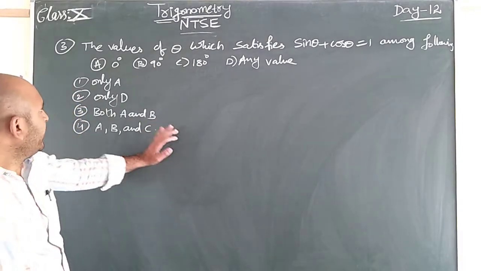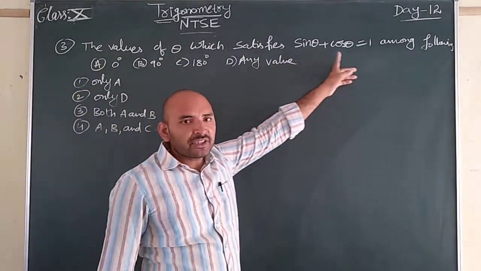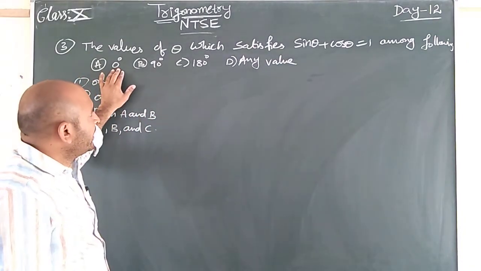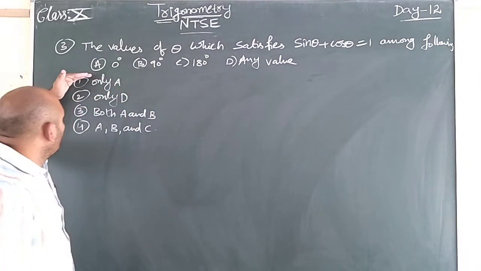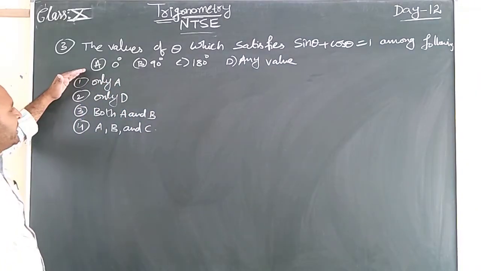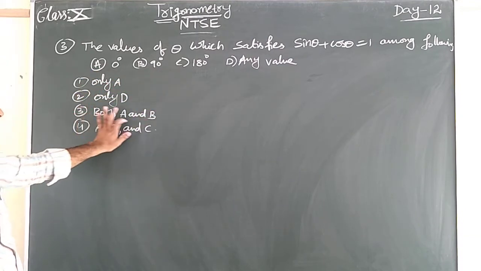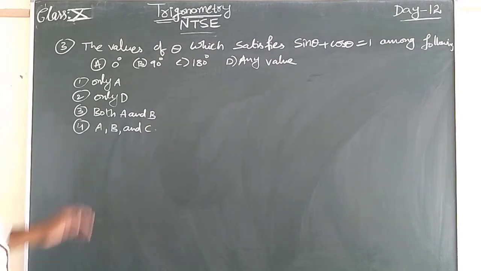Now problem number 3. The values of theta which satisfy the condition sin theta plus cos theta is equal to 1, among the following: 0 degrees, 90 degrees, 180 degrees, and any value. We have to find out which of these is correct: only A, only D, both A and B, or A, B and C. Which one is correct?